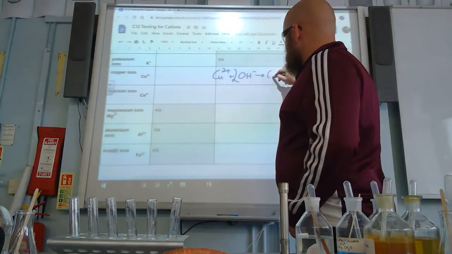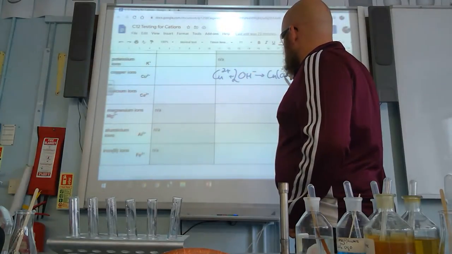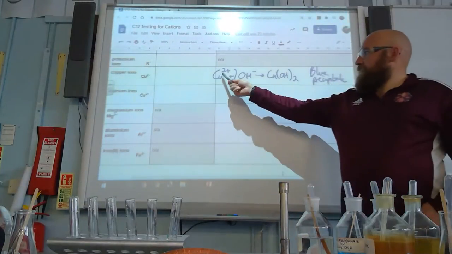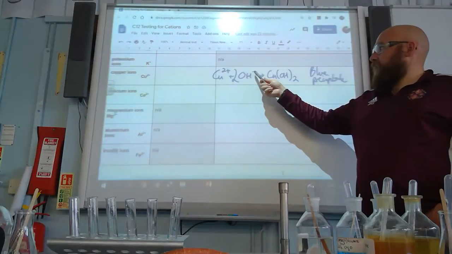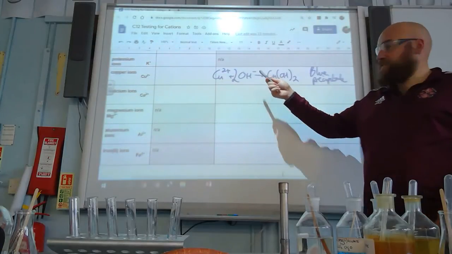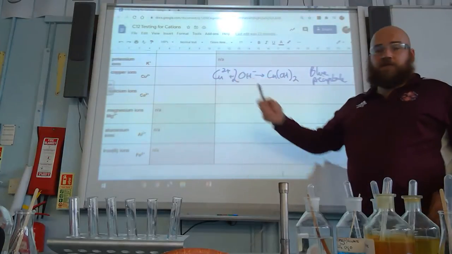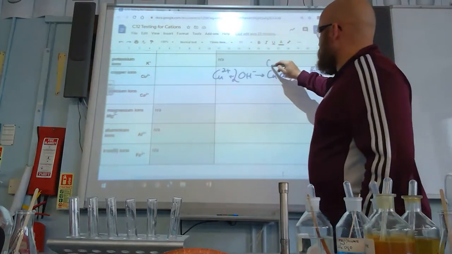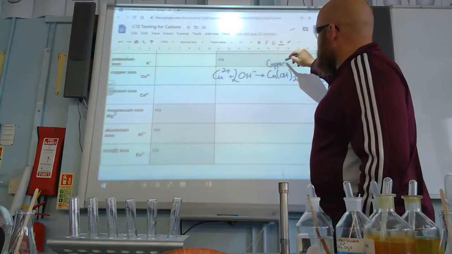So it will form CuOH2. So can you see that's a 2 plus ion, that's a 1 minus ion, a hydroxide ion is. So I'm going to need two of those for every one of those to balance it. And this is the form. This is called copper hydroxide. And that's what the blue precipitate is.